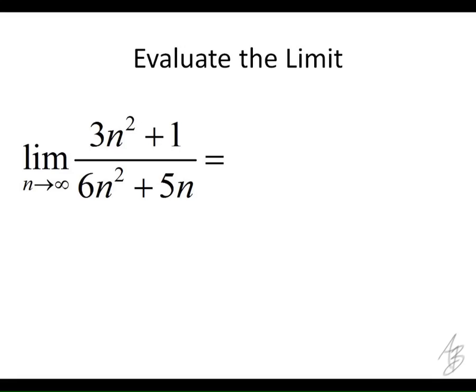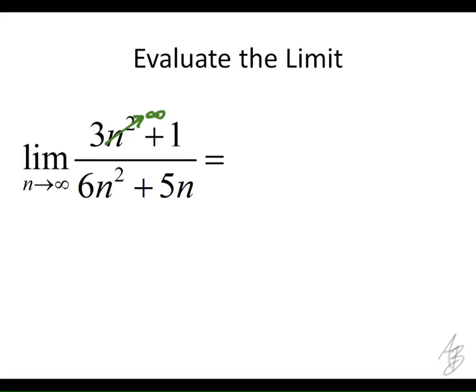So what we're going to do here to use L'Hopital's rule, first of all, let's confirm. As n goes to infinity, 3n squared is going to go to... If I square infinity, what do I get? Infinity, right? So the n squared part is going to go to infinity, which means the entire top goes to infinity. And on the bottom, the n squared goes to infinity, and the n goes to infinity, so the whole thing is going to go to infinity.